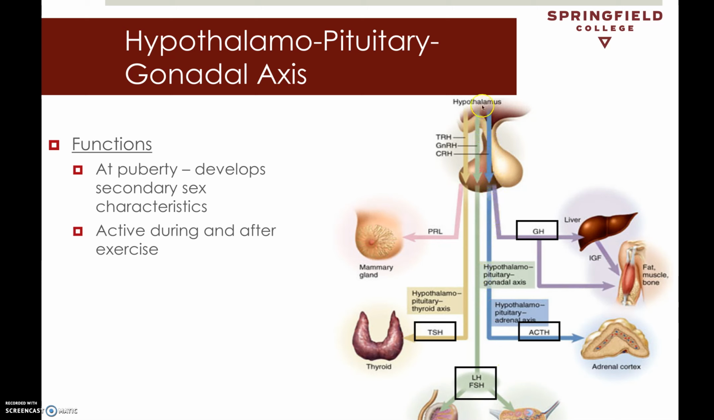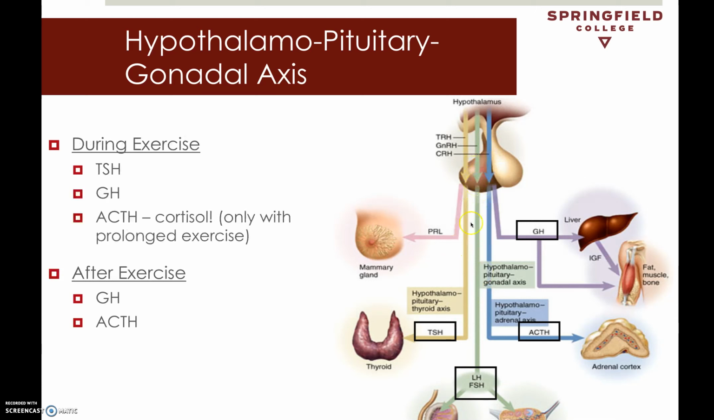In addition, this connected network is also active during exercise. For example, with exercise, we very much need a release of thyroid-stimulating hormone. This is going to be released from the anterior pituitary gland, goes to the thyroid to release more thyroid hormone, which allows us to increase metabolic rate. Growth hormone, you bet we need some growth during exercise. And then during prolonged exercise, we definitely need ACTH to go to the adrenal cortex gland to release cortisol. Cortisol is our body's natural anti-inflammatory. Following exercise, growth hormone and ACTH continue to do their job.